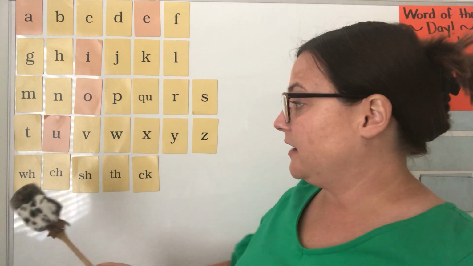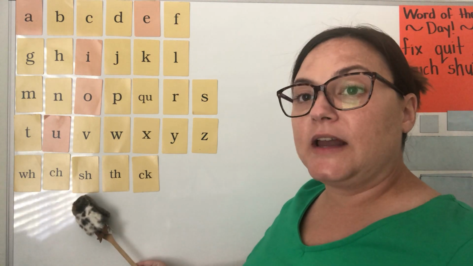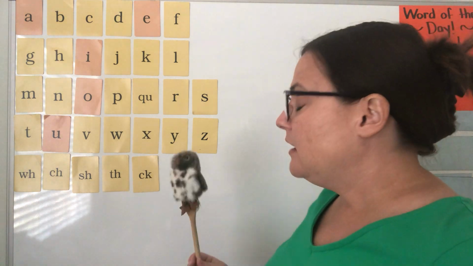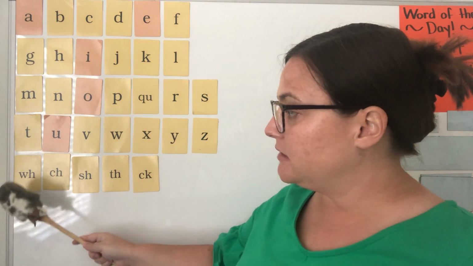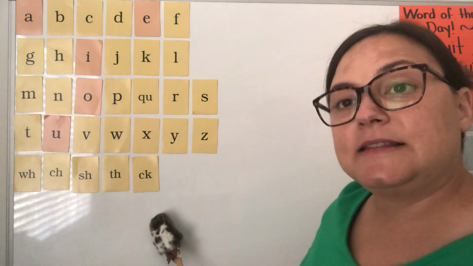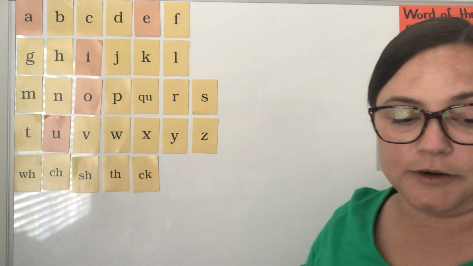Very good. Let's do our digraphs. Ready? W. Ready? Ch. Ready? Sh. Ready? Th. Ready? K. Now, when I first introduced the digraphs, I told you very quickly that WH is at the beginning because it is always used at the beginning of a word, and CK is at the end of my line here because it's always at the end of a word.